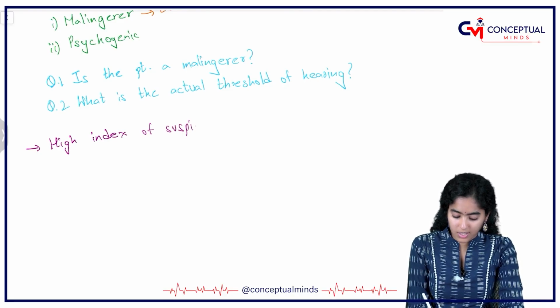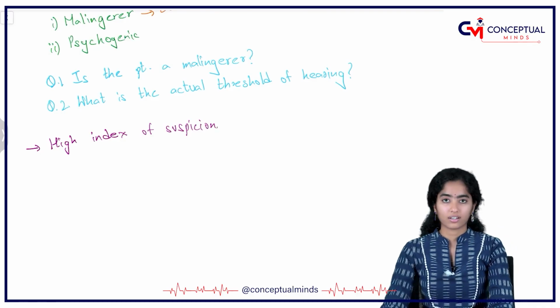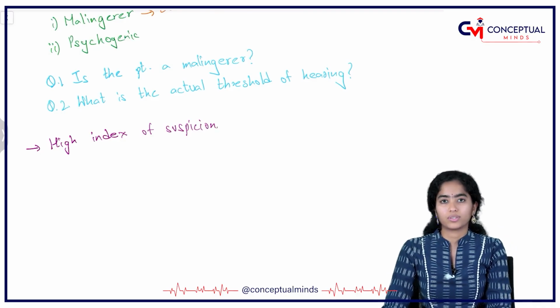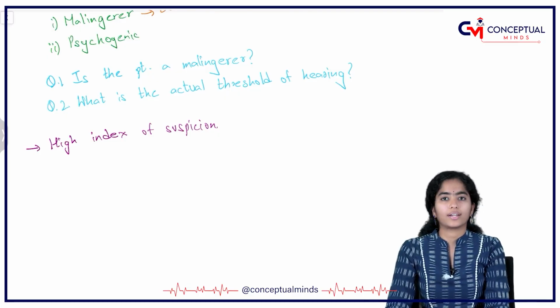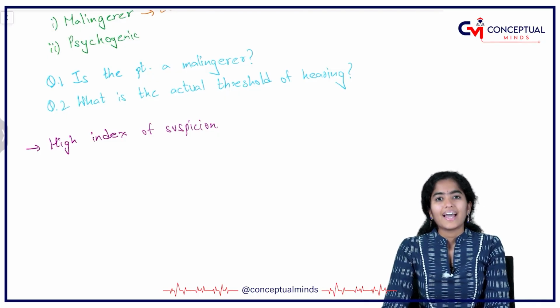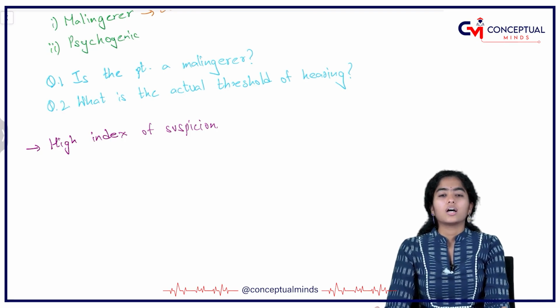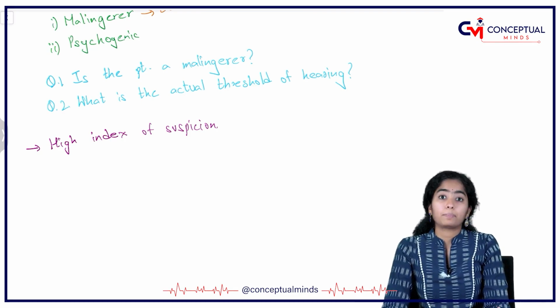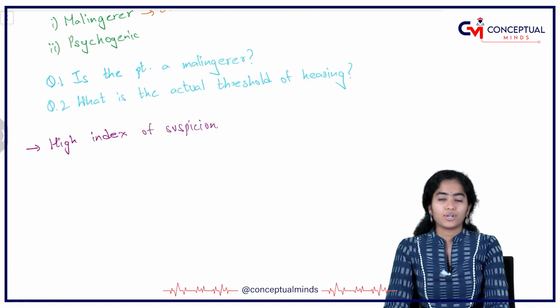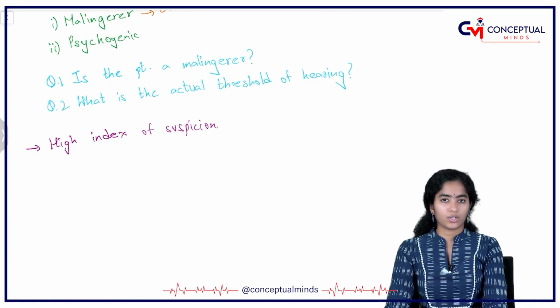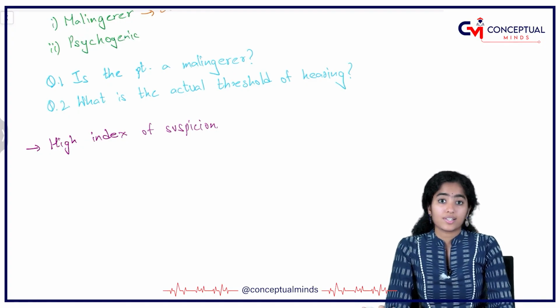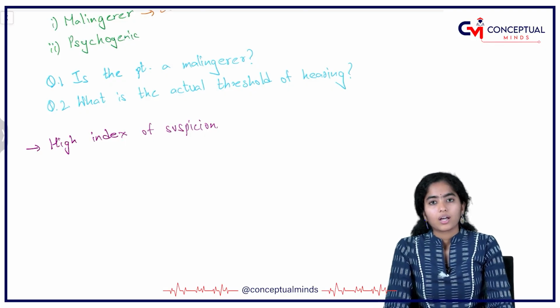How do we get this suspicion? First, by having knowledge about this entity called non-organic hearing loss. And second, these patients, malingerers, exhibit certain traits of behavior that are very typical to malingerers. For example, when a patient comes to you with hearing loss, they are not very much interested in the treatment part of it. They want two things.